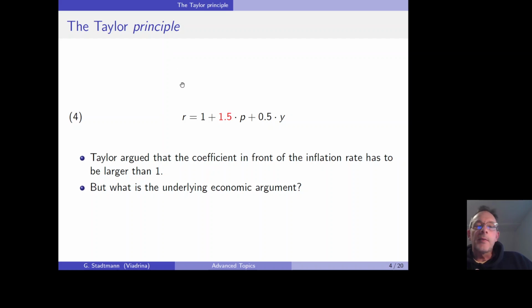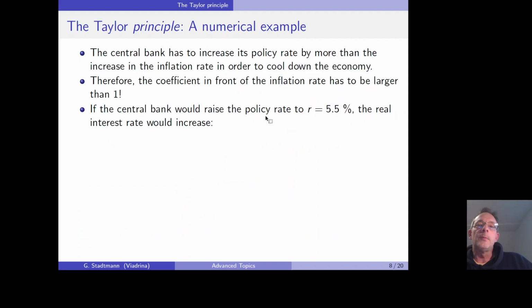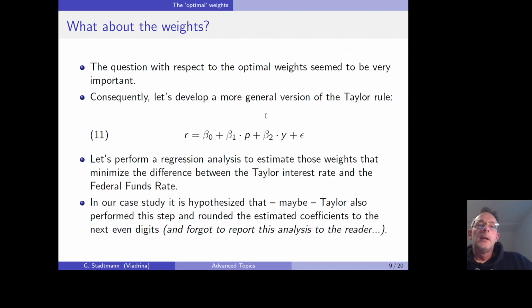But what about the other weights? Why is this equal to 1? Why is this one equal to 1.5? Why is this one equal to 0.5? So let's talk about this a little bit. The question with respect to the optimal weights seems to be very important.